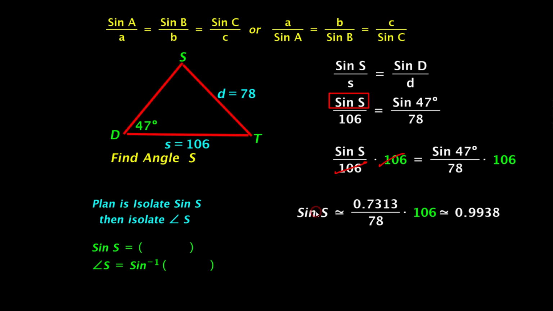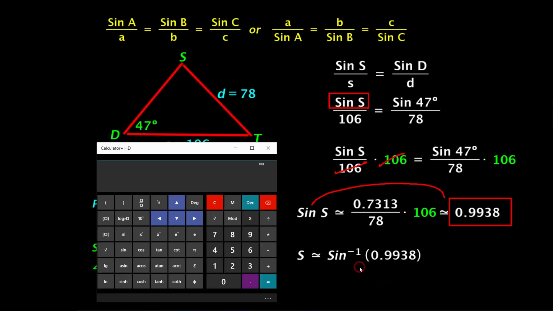So the angle S would be sine inverse of the decimal value we just found. This is how we isolate the angle S. Now we need a calculator to finish it. So angle S is sine inverse of 0.9938.